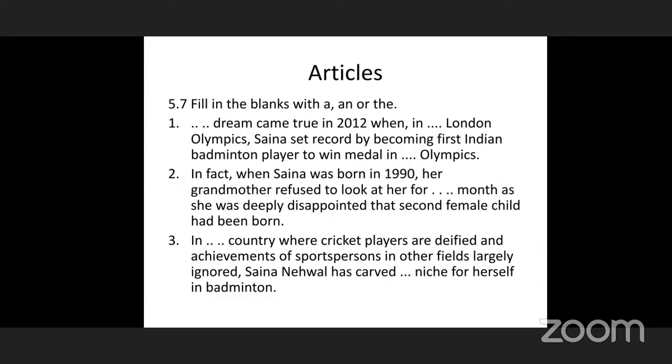So the definite article is "the", and the indefinite articles are "a" and "an". Where should we use "a" and where "an"? If the following word starts with a vowel sound, as I told you in the phonetic transcription, it should be preceded by "an". If it is pronounced with a consonant sound, it should be preceded by "a". That's why "country", with the consonant sound "ka", is preceded by "a".